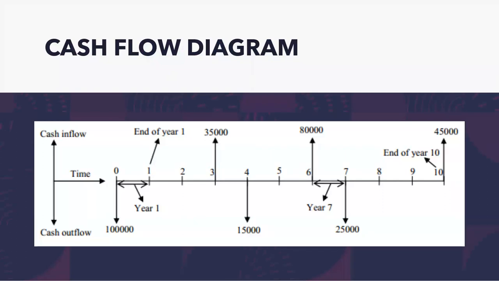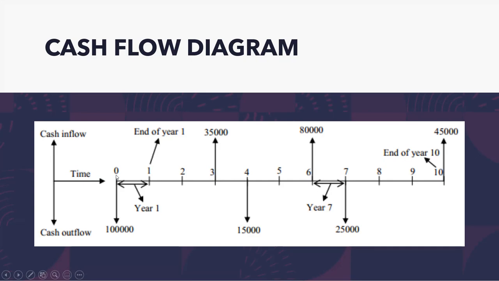So you can see here a sample cash flow diagram. If you look into this cash flow diagram, you can see the cash inflows are vertically upward, cash outflows are vertically downward. In the x-axis, you can see a time scale. In this scenario, it is given in years. So end of the first year, end of the second year, likewise.